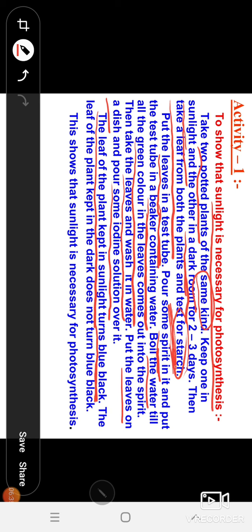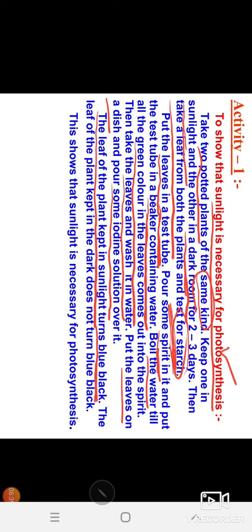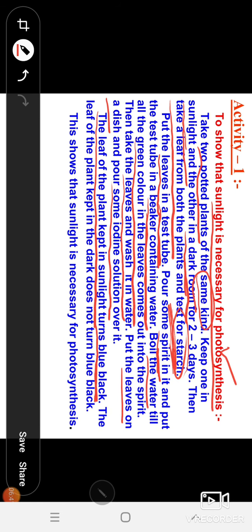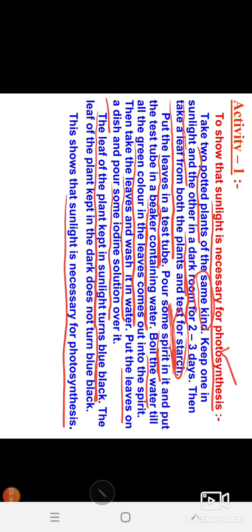So that means food preparation has happened. That indicates that the process of photosynthesis has taken place. So it indicates that sunlight is necessary for photosynthesis.